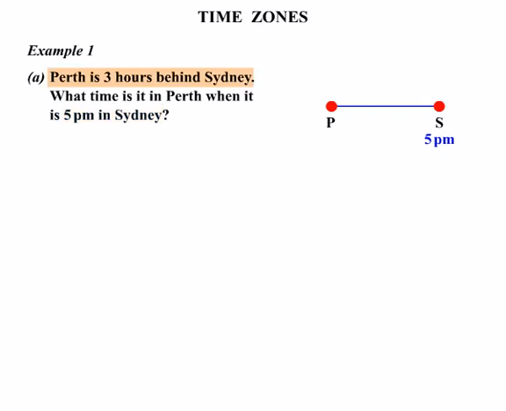Now we're told that Perth is 3 hours behind Sydney. So to get from Sydney to Perth we're going to the west or left. So that 3 hours time difference, we're going to take that away. So to work out our time in Perth we get 5 p.m, take away the 3 hours, and that gives us 2 p.m. in Perth.